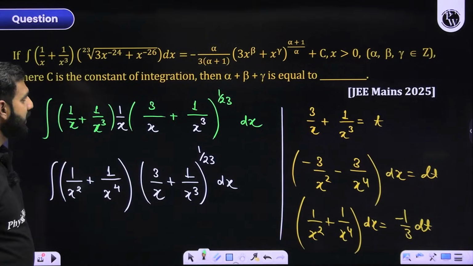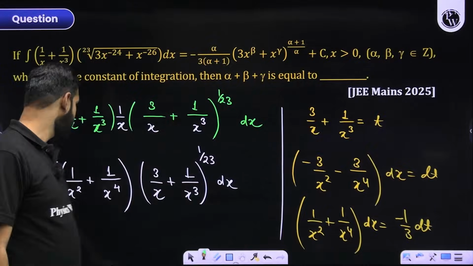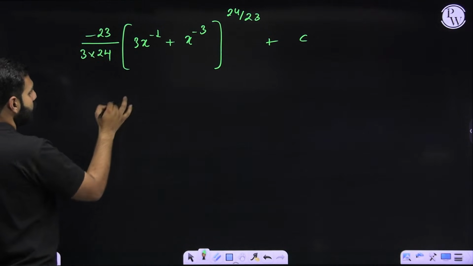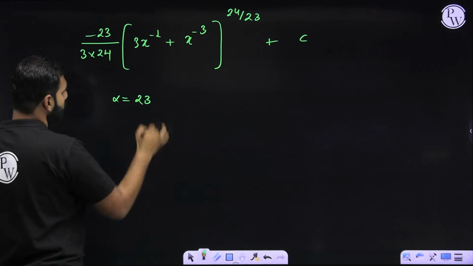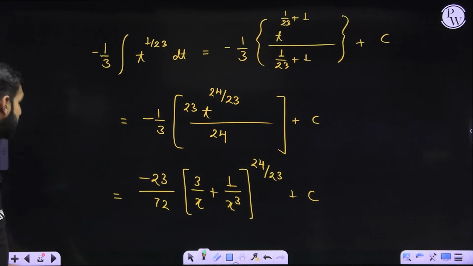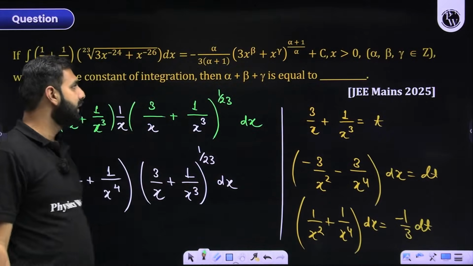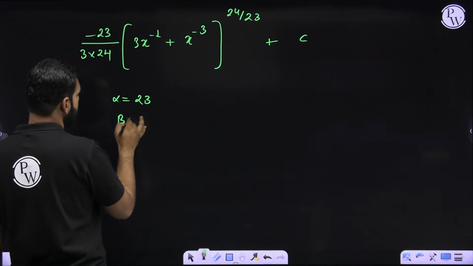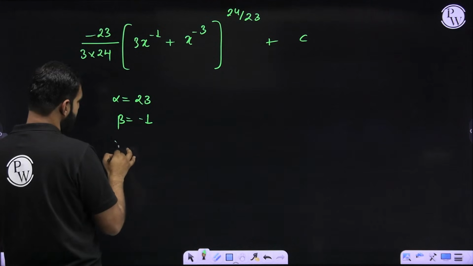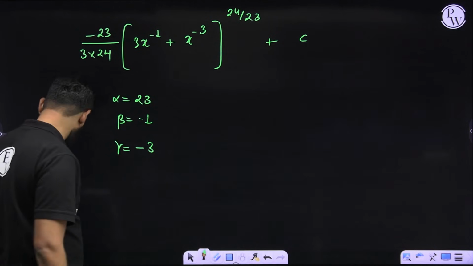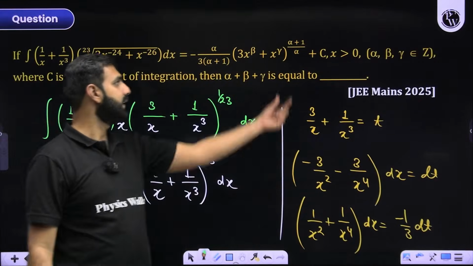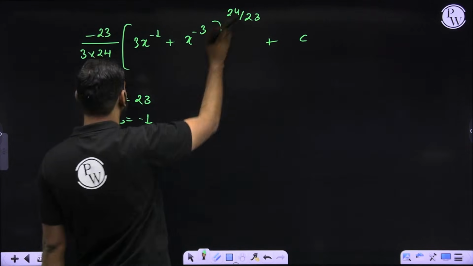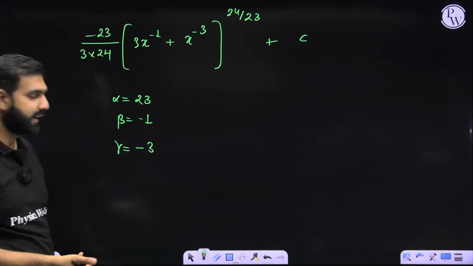So here if I match it with this, minus alpha upon 3 times alpha plus 1, from here I could crack that alpha is going to be 23. I hope there is no confusion on that. Here 3x to the power beta plus x to the power gamma. So 3x to the power beta, x to the power beta and x to the power gamma, which means gamma should be minus 3. Now further, if I want to clarify, it is alpha plus 1 upon alpha. So yes, these are the values of alpha, beta and gamma.